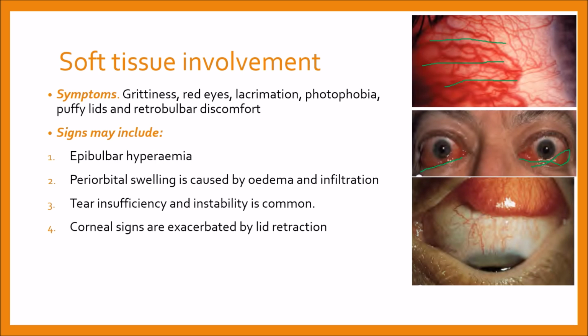Tear insufficiency and instability is common. Corneal signs are exacerbated by lid retraction and can include punctate epithelial erosion, superior limbic keratoconjunctivitis, and occasionally bacterial keratitis, thinning, and scarring.